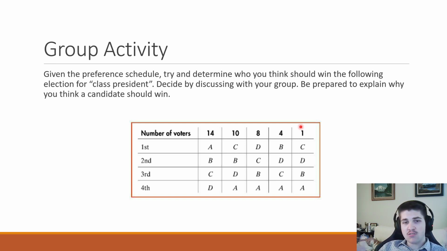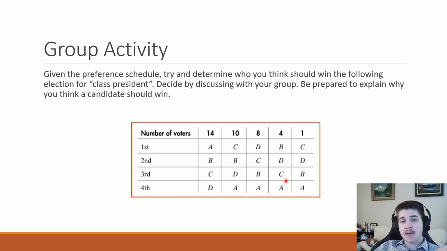And usually there's quite a split. Usually at least a quarter of the class thinks Art should win, and I'll ask everybody why they thought that. Really it's because if we look at who had the most first place votes, that was Art. He had 14, more than any other candidate. That's actually a legitimate method of determining the outcome of an election called plurality.